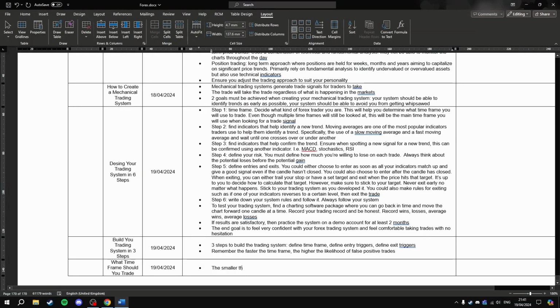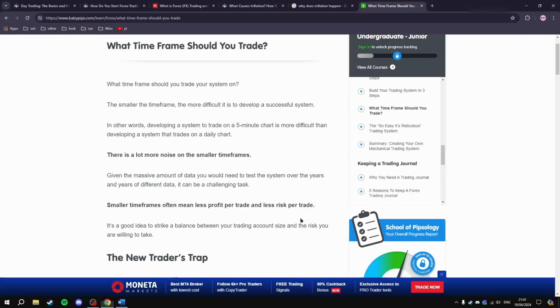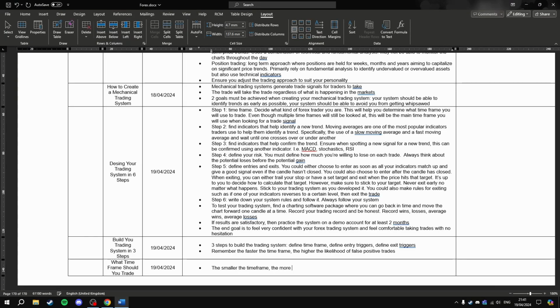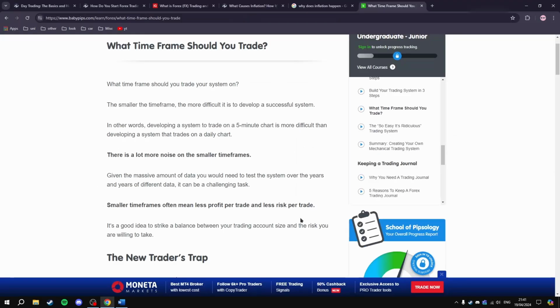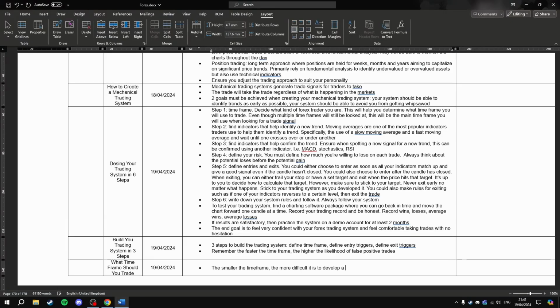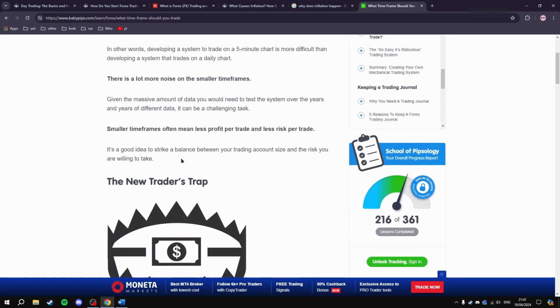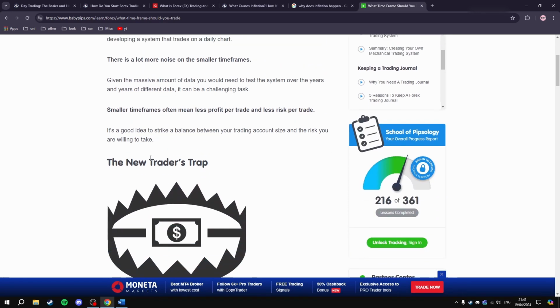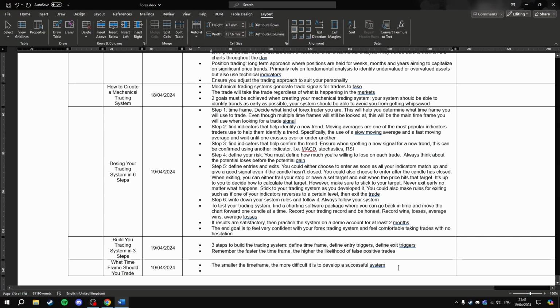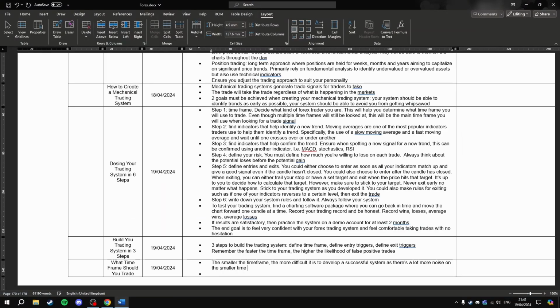The smaller the time frame, the more difficult it is to develop a successful system. In other words, there's a lot more noise on the smaller time frames.